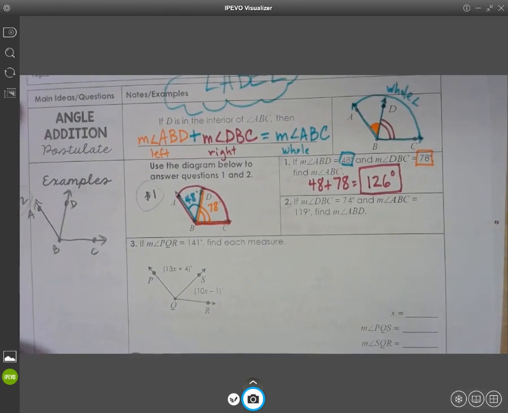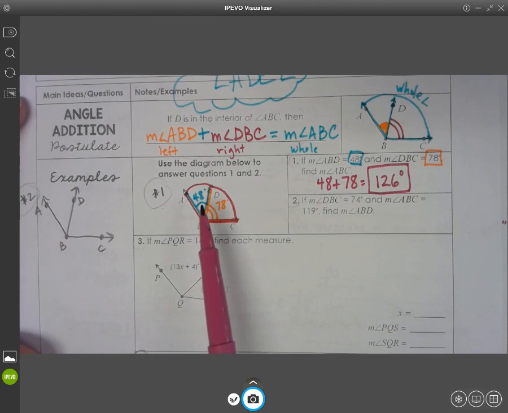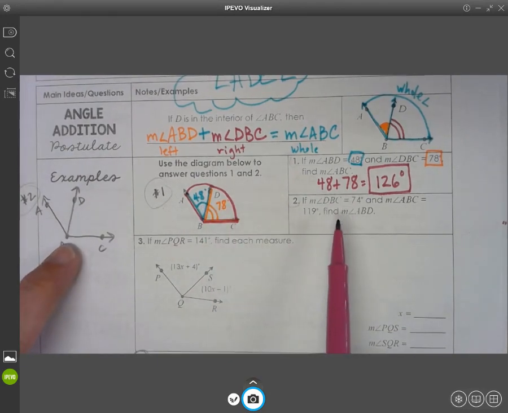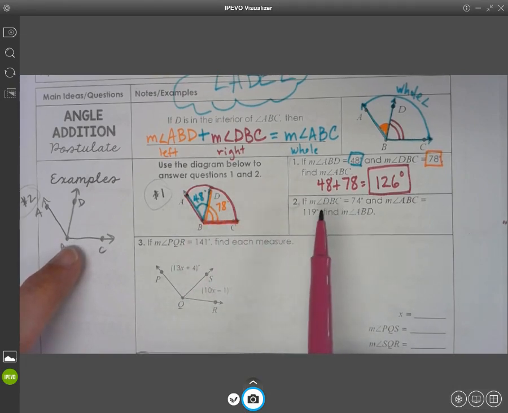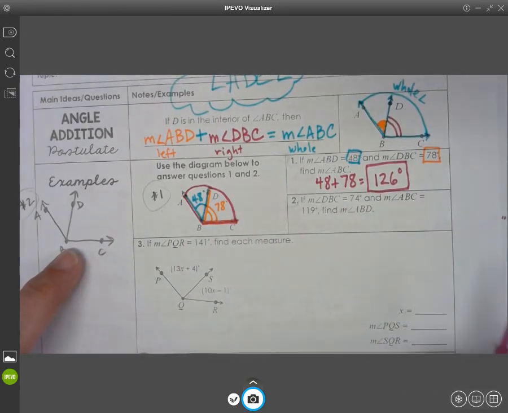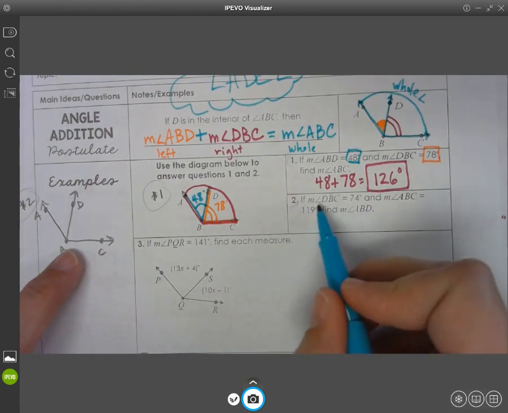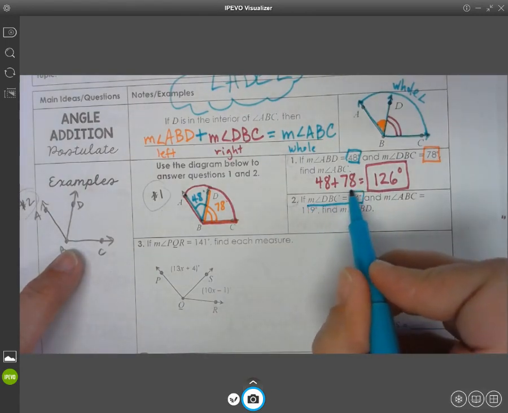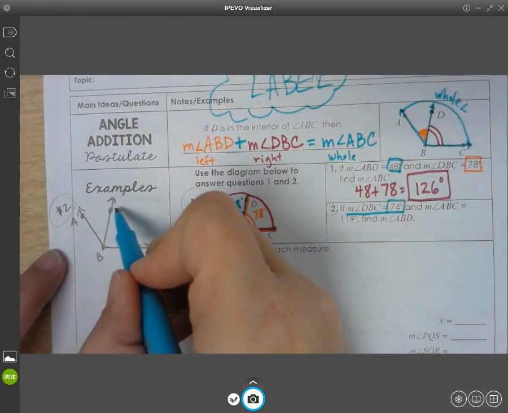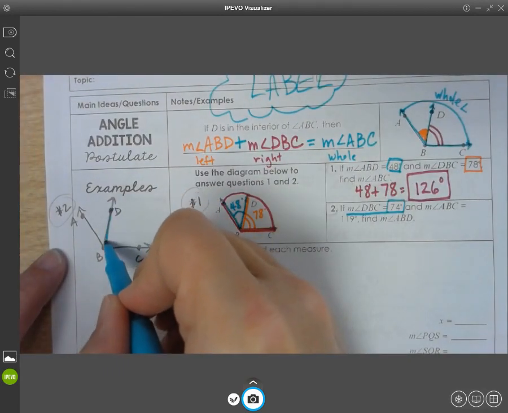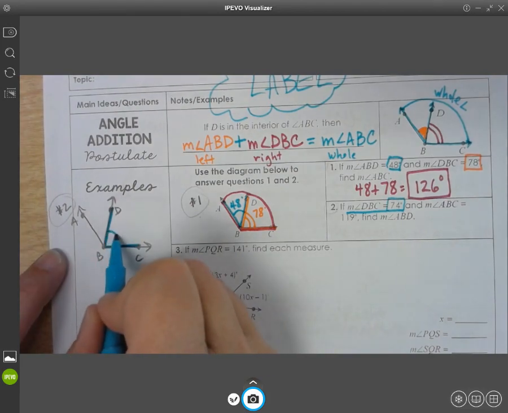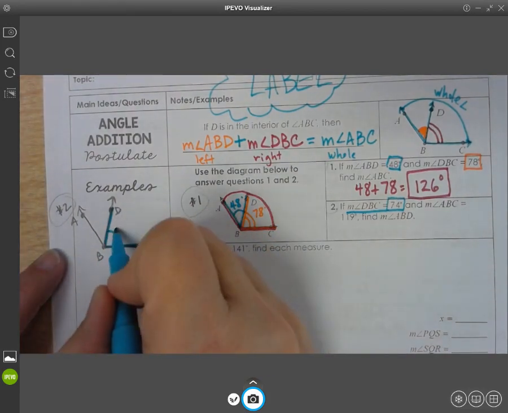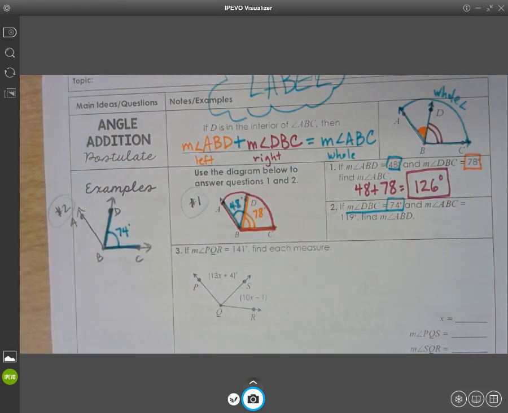Okay. All right. So I wrote in marker. I drew myself another picture for question number 2 because they want us to use the same diagram. We're just going to have to relabel it. So the first one here says that DBC is 74. So I'm going to color that in. DBC. And I'm going to put a little curve. 74.